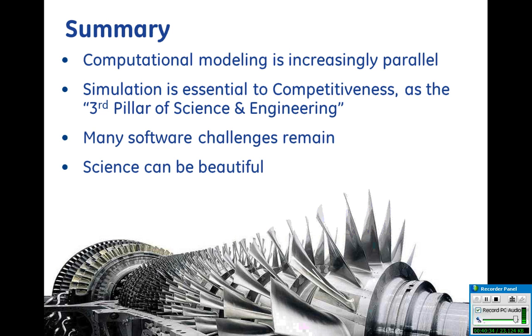To summarize some of the points I've tried to make through this talk, computational modeling is increasingly parallel, and this is forcing us to think differently about how we formulate these problems. The act of simulation is essential for us being competitive in the modern marketplace. There's many software challenges we need to address, and as we showed in some of our images, science can be beautiful.